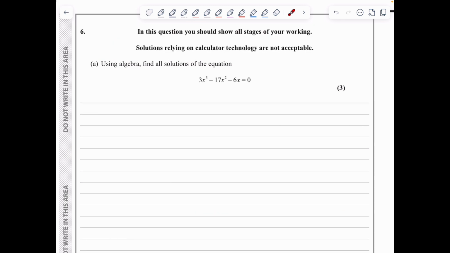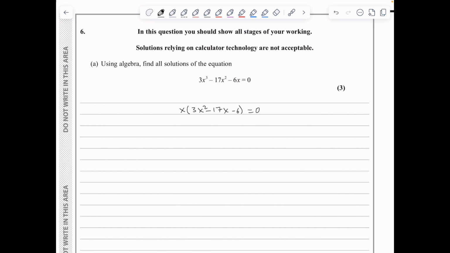In question 6a, we need to use algebra to find all solutions of this equation here. So it's a cubic equation. We expect up to a total of 3 solutions. And I will start by factoring out the x. So we're looking at x brackets 3x squared minus 17x minus 6 being equal to 0.